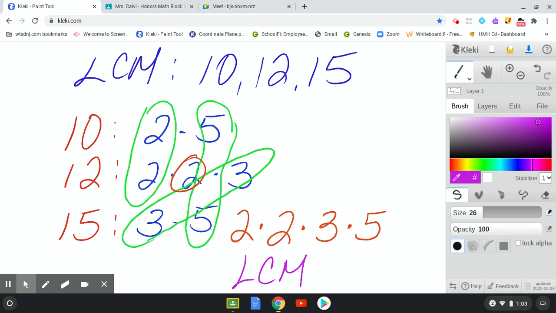Okay? So if I do that, I get 2 times 2 is 4. 4 times 3 is 12. And 12 times 5 is 60. So the LCM between 10, 12, and 15 is 60. Now, as I said, you could have done it just by listing out all of your multiples and the smallest one they have in common. You could do it that way. Or you can use your prime factorization to find out what your LCM is.